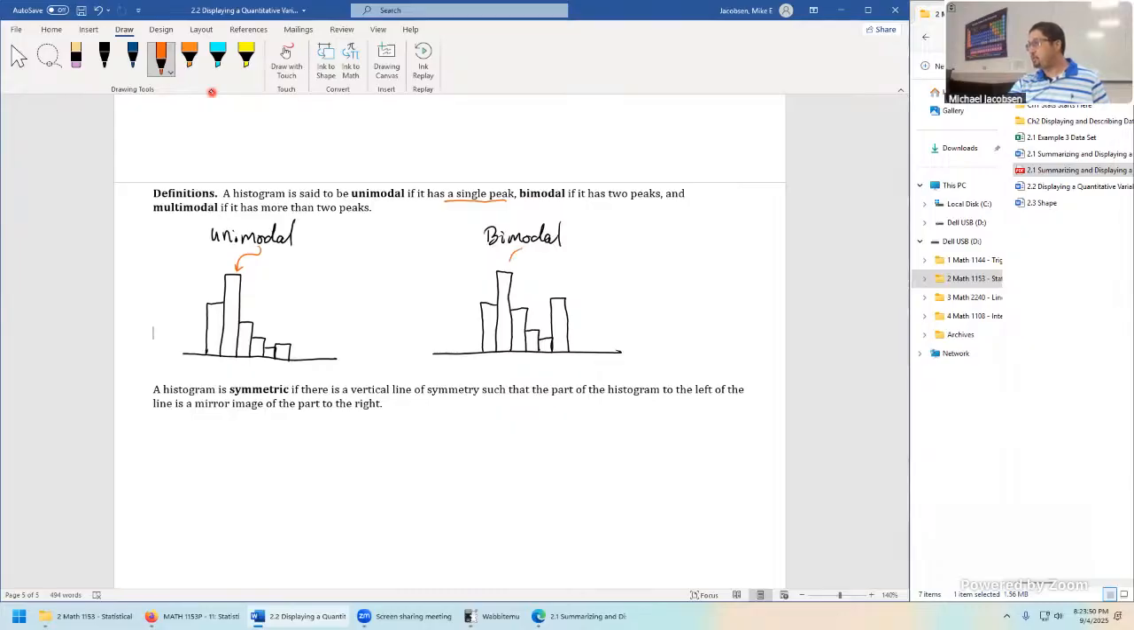So this one's bimodal because now it has two peaks. And the more peaks we put on there, we might call it trimodal. At that point, we'll just call it multimodal if there's 4 peaks, 5 peaks, and so on. But any questions at all, folks, for these kinds of data?